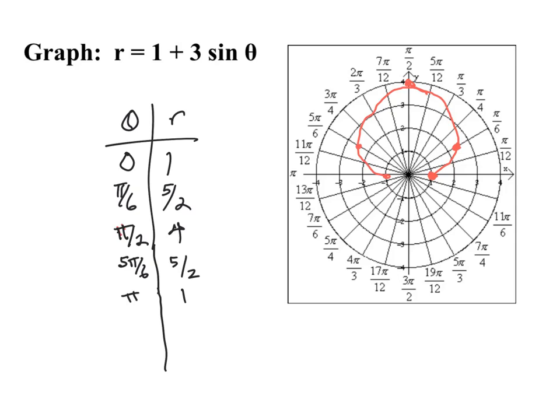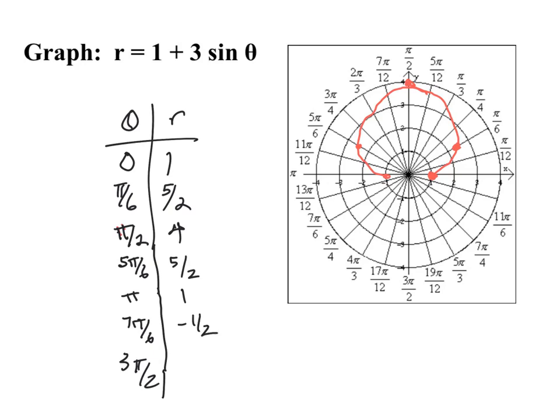Now, I just want to finish up with a couple more. We've got 7 pi over 6. Of course, any of the pi over 6s are going to be okay. And let's do 3 pi over 2. Now, 7 pi over 6, this is where sine is going to actually be a negative value. The sine of 7 pi over 6 is negative 1/2. So it ends up being 1 plus negative 1.5. This is actually going to be negative 1/2.